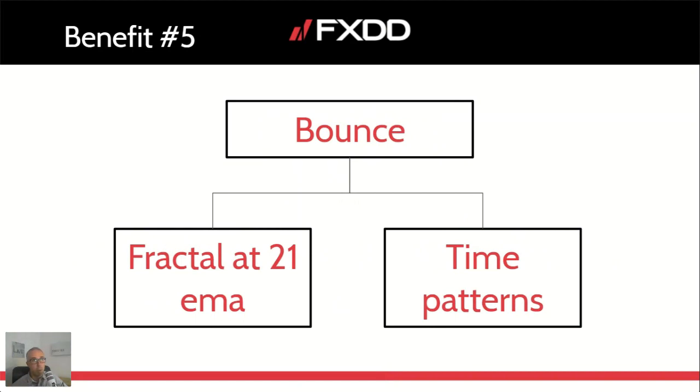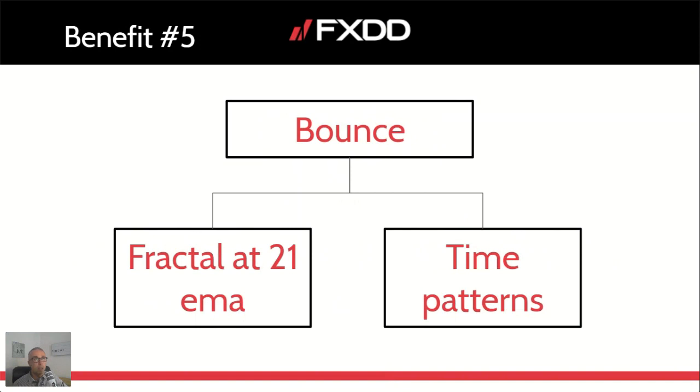And a confirmation of bouncing spots could be fractals at the 21 EMA, fractals at the 144 EMA. Two, by the way, I don't have it mentioned here, but same thing. And time patterns. All of that could indicate a bounce or perhaps a reversal at these moving averages. These moving averages are used as a spot where the trend might continue, for instance.